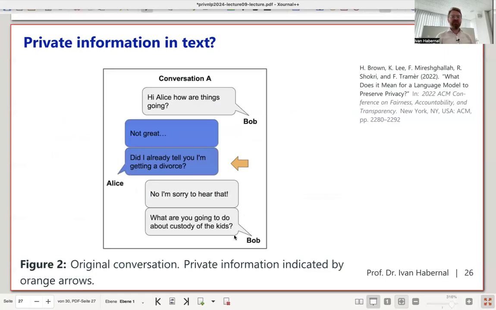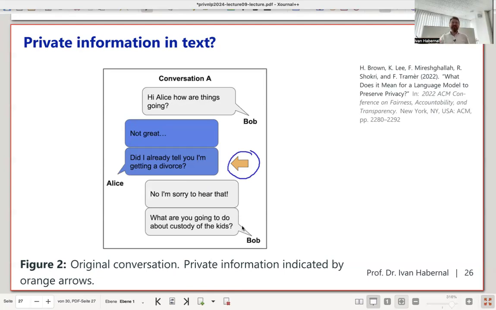So here we have a conversation of Alice and Bob. And it goes like that. So, hi Alice, how are things going? Oh, not great. Did I already tell you I'm getting a divorce? Oh no, I'm sorry to hear that. What are you going to do about custody of the kids? And this is a made up example, I guess, in this paper. And they indicated this is private information. So, did I already tell you I'm getting a divorce? This is something Alice is telling to Bob. And this is, by the authors, in this social context, considered private.